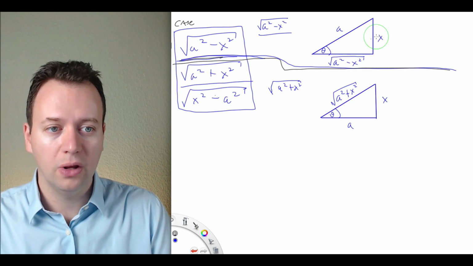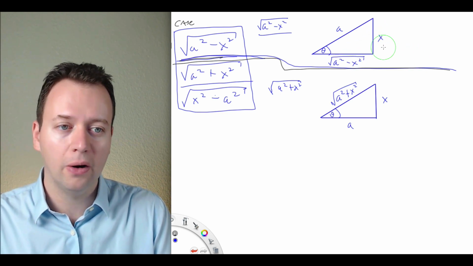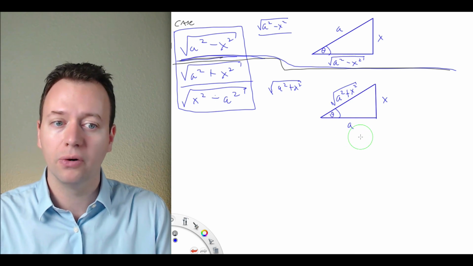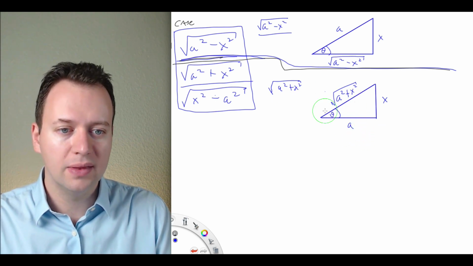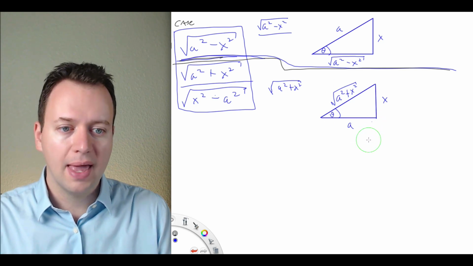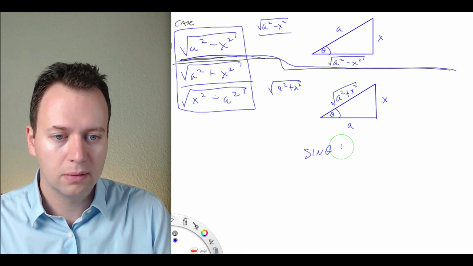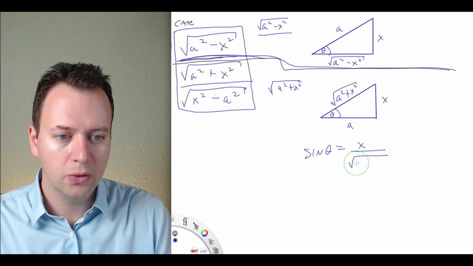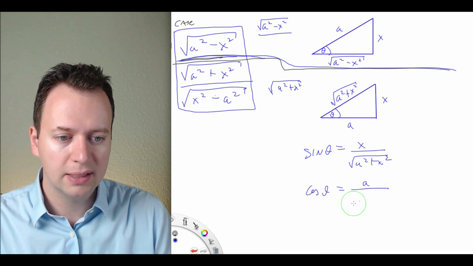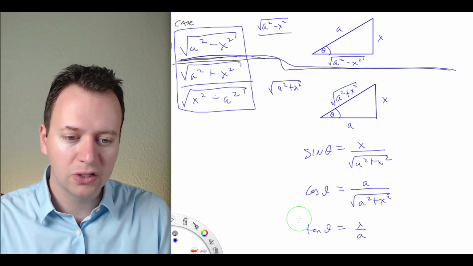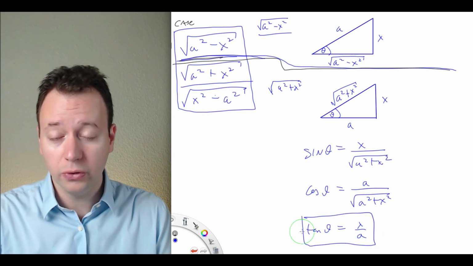So when you're deciding which leg to put where, put the x as the opposite and the a as the adjacent whenever possible. For this one, this is the way you would set up the triangle. Then, of course, sine of theta will equal x over the square root of a squared plus x squared. Cosine of theta is adjacent over the square root of a squared plus x squared. And tangent of theta is equal to x over a. It's this third relationship that we'll use to find the differential.